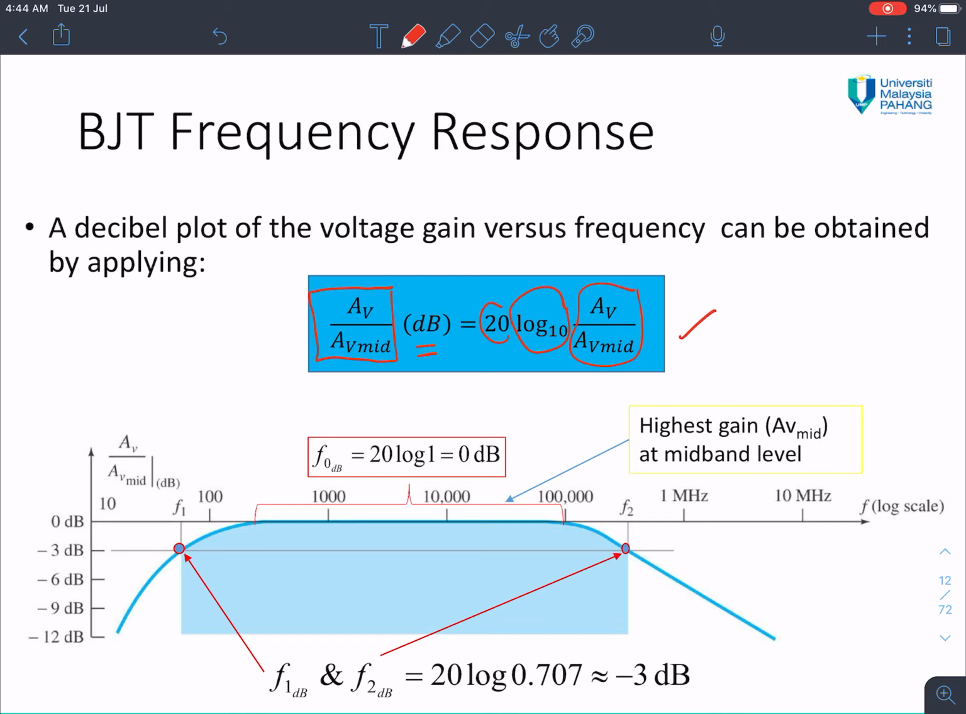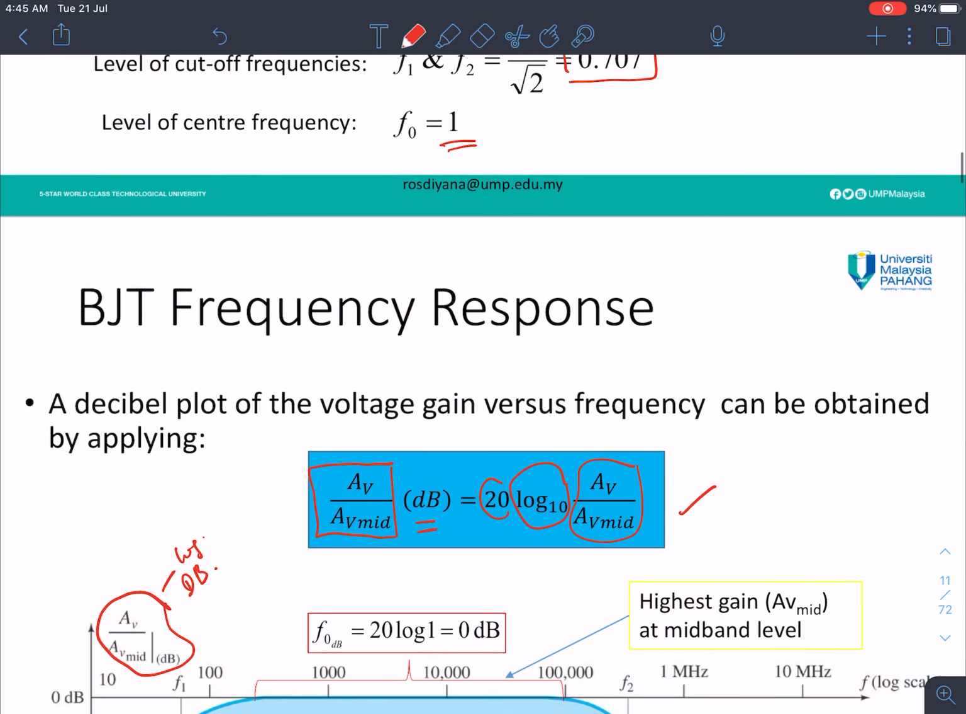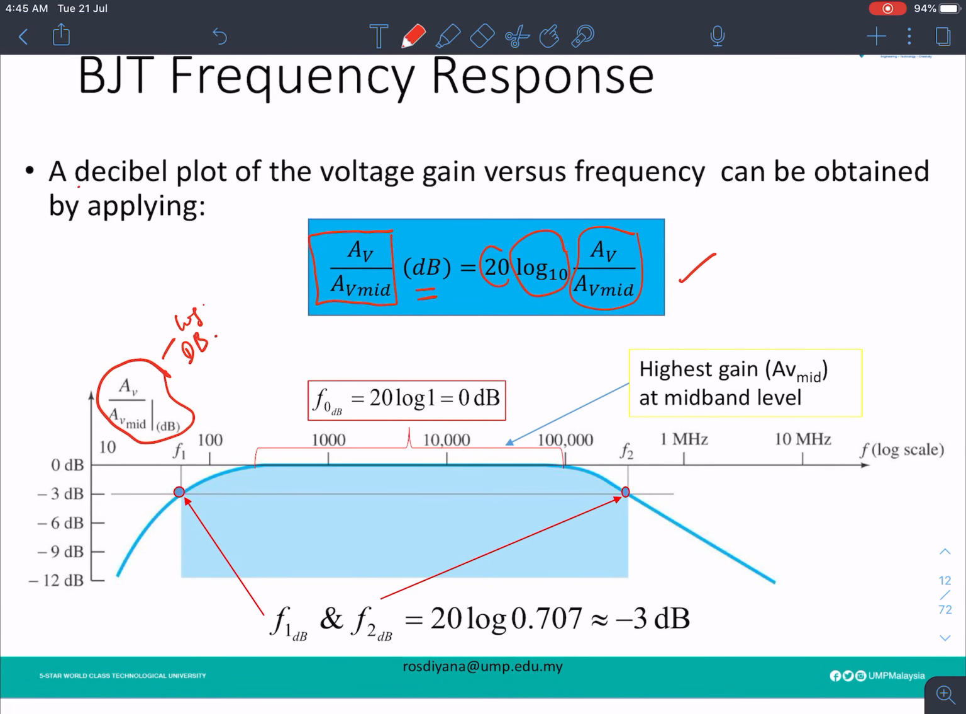Here you see the difference. This is already logged, so we get decibel, dB. This is the previous one, and then we convert the normalized gain into the decibel plot. We call this graph the decibel plot. You see here for the gain, now we take the log of all the gain and we get these values. When we log 1, we get 0 dB.